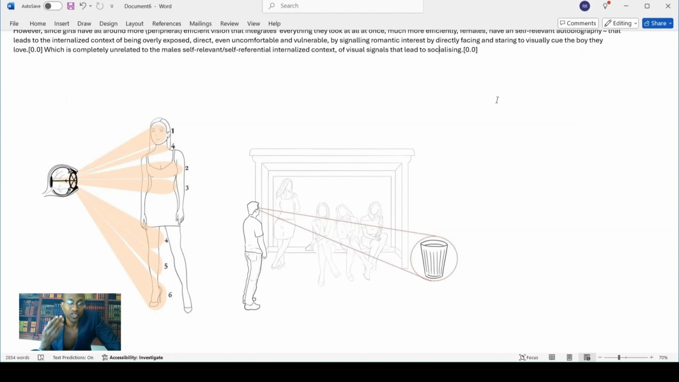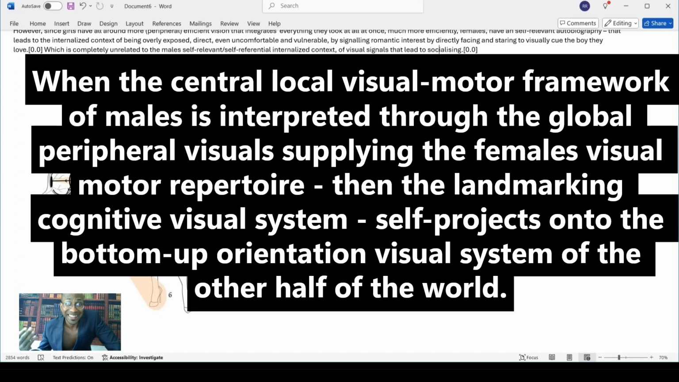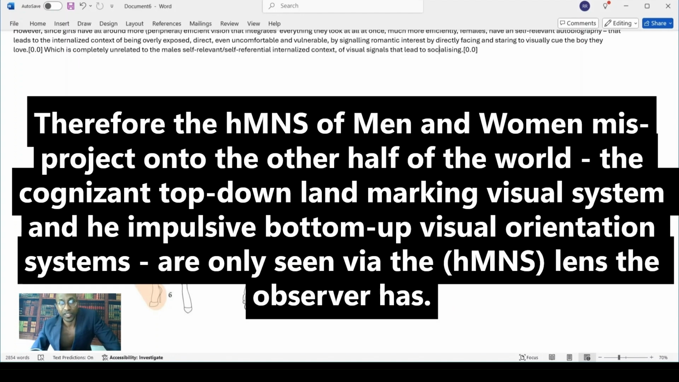The visuals of other people are being bounced off their own motor repertoire. That makes this information self-relevant. It makes it self-referential. They're referring to themselves for the information to infer what the other person is doing. They're referring to themselves when they make a simulation, which is embodied. They are mismentalizing, they are miscomprehending.